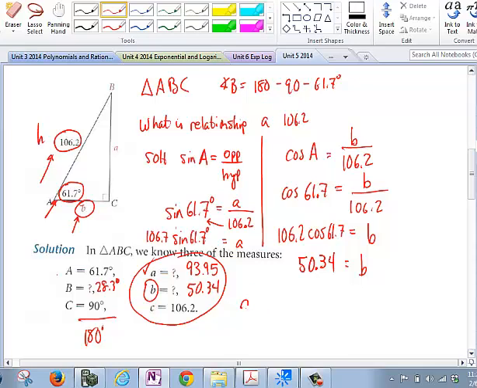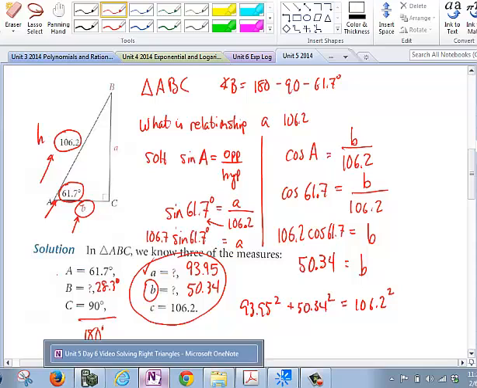So if 93.95 squared plus 50.34 squared equals my hypotenuse, which is 106.2 squared, then you can say that we found the correct sides, or our sides work for the right triangle that we were given. So you do that on your own, and you should see or verify that they do equal.